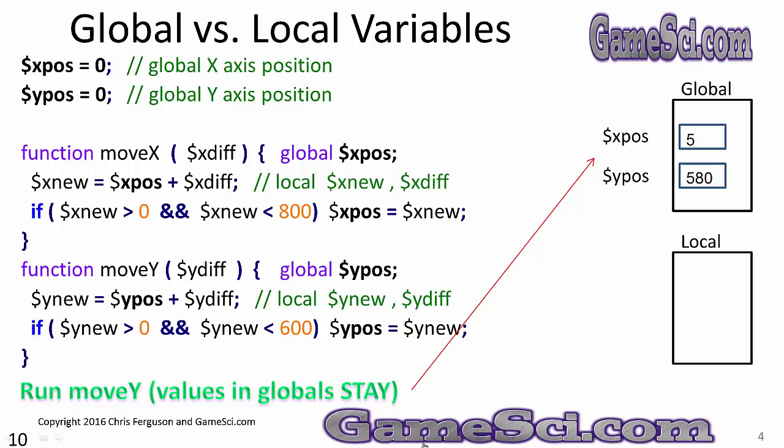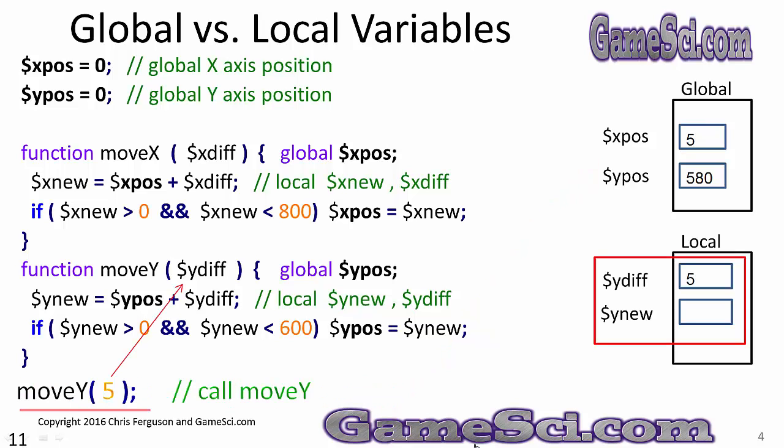Let's try it again. Later on in the game, we're going to call MoveY. Somebody hits the up arrow or the down arrow and says, I want to move my character on the y-axis. Currently, we have an x position of 5 and a y position of 580. We'll call MoveY, and we'll say adjust it by 5 this time. We'll pass a 5 as the argument to MoveY. And you can see that the parameter ydiff automatically gets that 5 set to it.